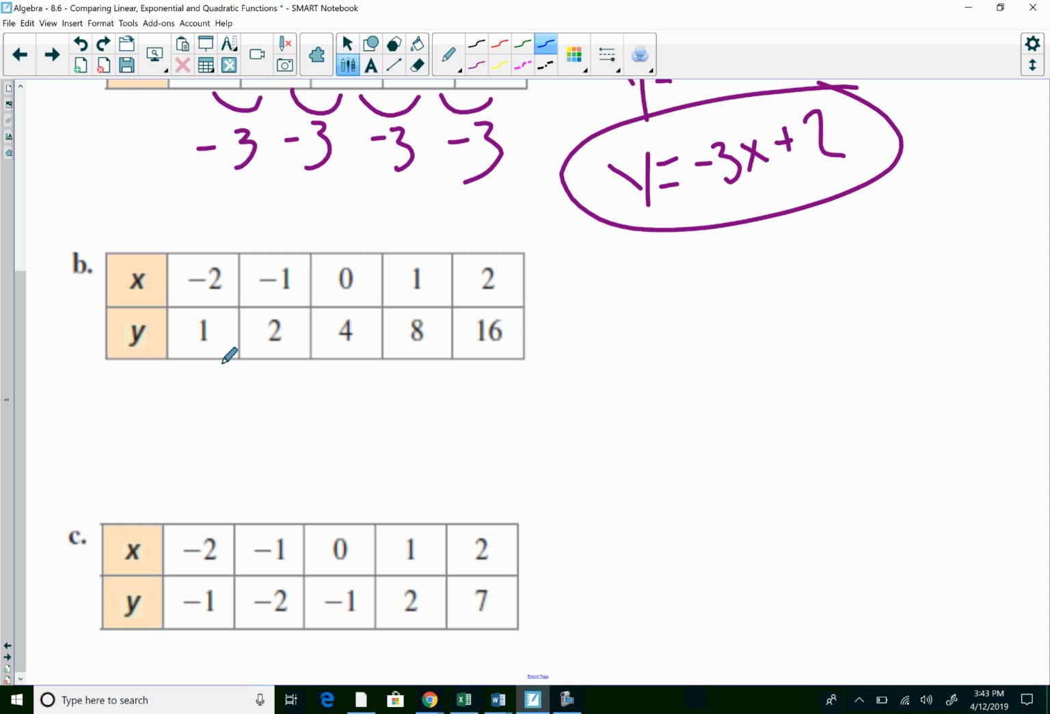Here for letter B, to get from here to here, and here to here, and here to here, notice that we are multiplying. We've got a common ratio for each of these. We're multiplying by 2 each time. So again, we've got an exponential.